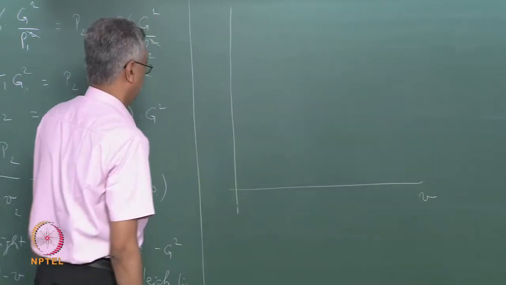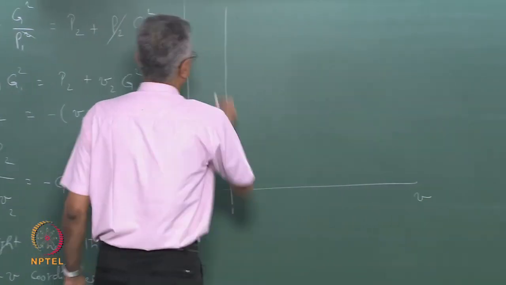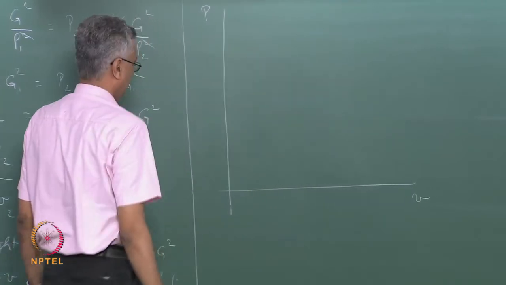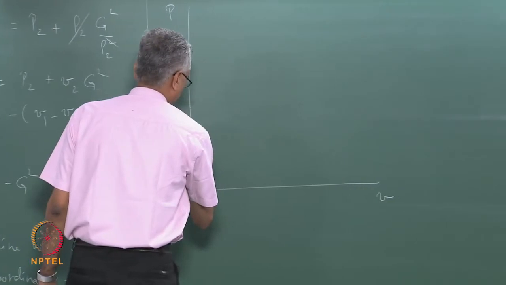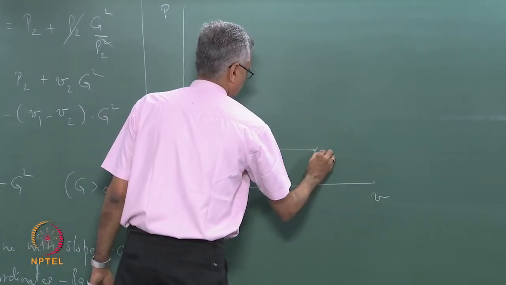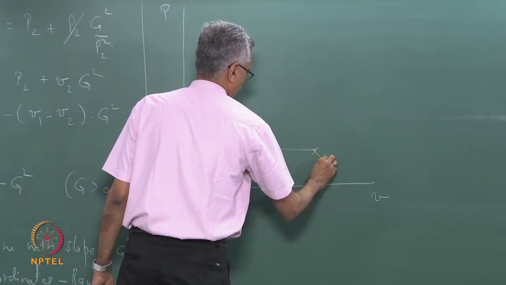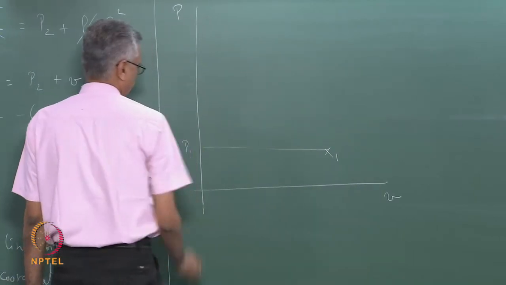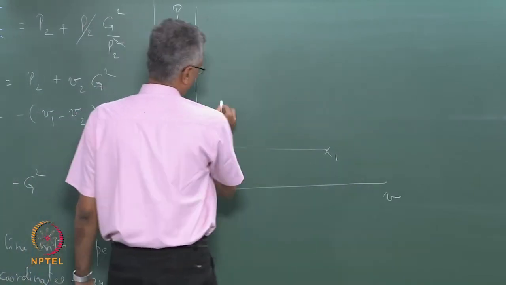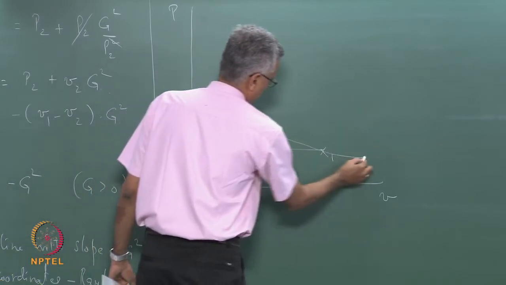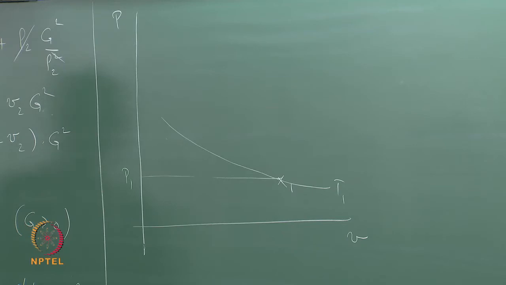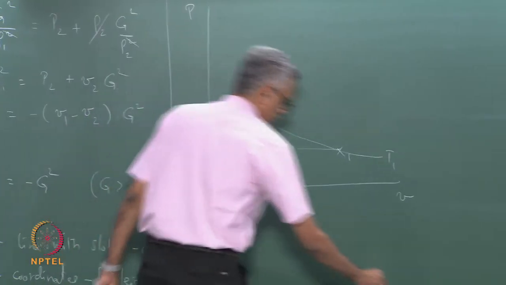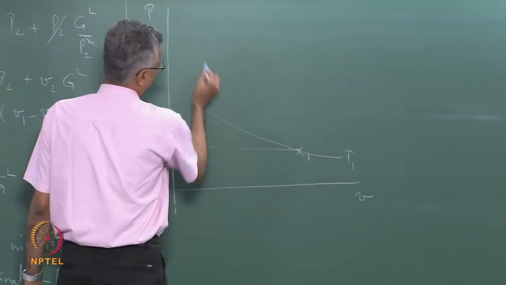Let's say this is my PV space, and let's say P1. Let's say this is state point 1, so P1 is given, and let's say that T1 is also given, so let's say that this is T equal to T1, and the isentrope that passes through this point can be shown like this.